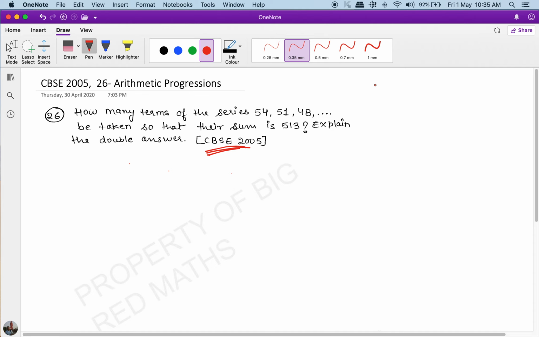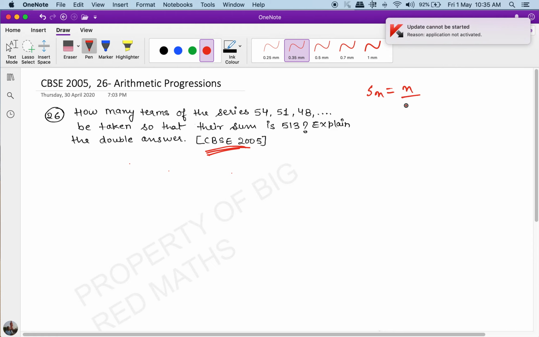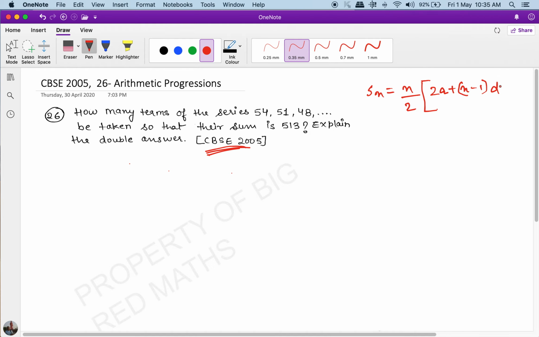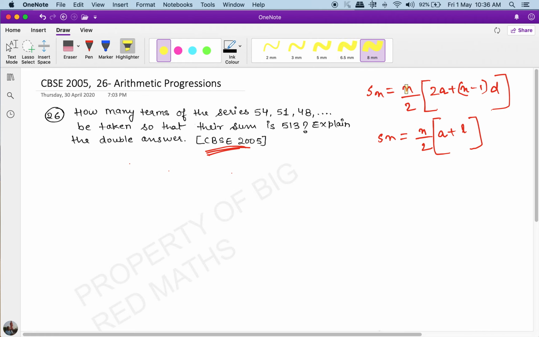Now remember that the formula for the sum of a series is Sn equal to n upon 2 multiplied by 2a plus (n minus 1) multiplied by d. This formula is also written as n upon 2 multiplied by the first term plus the last term. I will highlight the formula for your reference. Remember the formula really well.